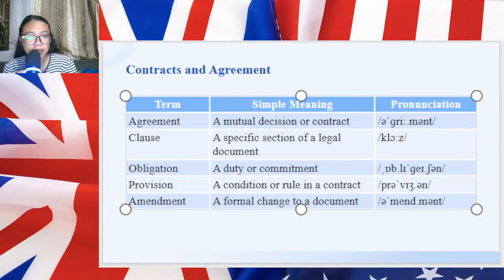All right. Next, clause. Again, clause. This is a specific section of a legal document. So it is a distinct and self-contained section within a legal document, such as a contract, a law, or regulation, that addresses a specific point or aspect of the overall agreement or rule. So contracts and legal documents are typically divided into numerous clauses, where each of them deals with a particular subject. These clauses provide a structured and detailed framework for the agreement or law.